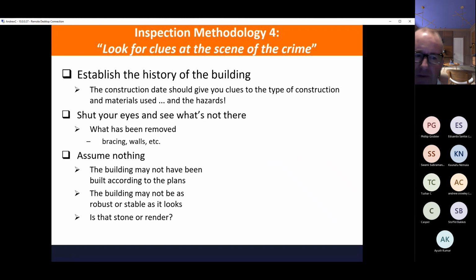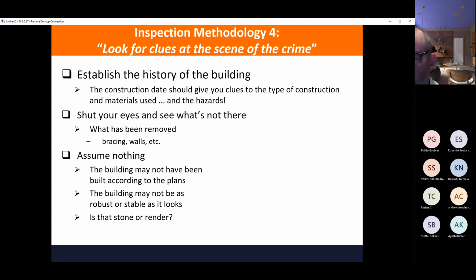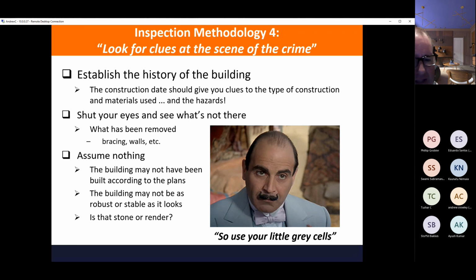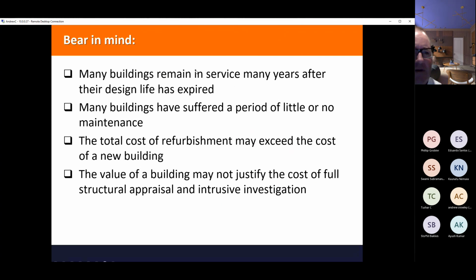The building may not be as robust or as stable as it looks, and sometimes materials are not what you think they are. Sometimes that render could be stone, or maybe the stone is render. And as I say, you have to use your little grey cells and investigate it as if it was a crime. So bear in mind, of course, that many buildings will be still in service many years after their design life has expired. When we design buildings, we're looking at a 50 or 60-year design life. And many buildings will be still in use maybe 100 years after they're built.